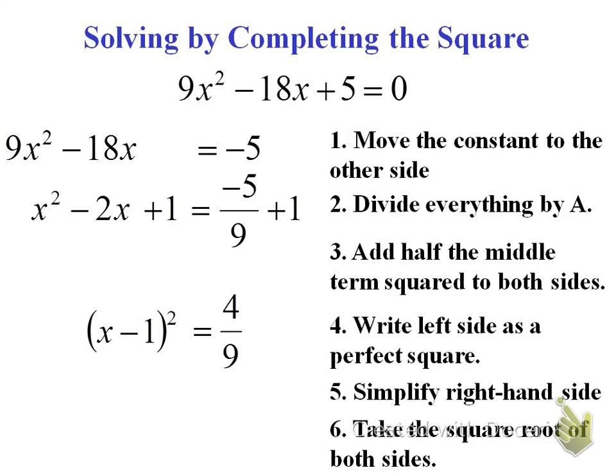Now, take the square root of both sides. So when you take the square root of the left side, what do you get? Just x minus 1, right? On the right side, when you take the square root, we introduce this plus or minus. The square root of 4 is 2. The square root of 9 is 3. That's how we ended up right here. What are your questions on this?